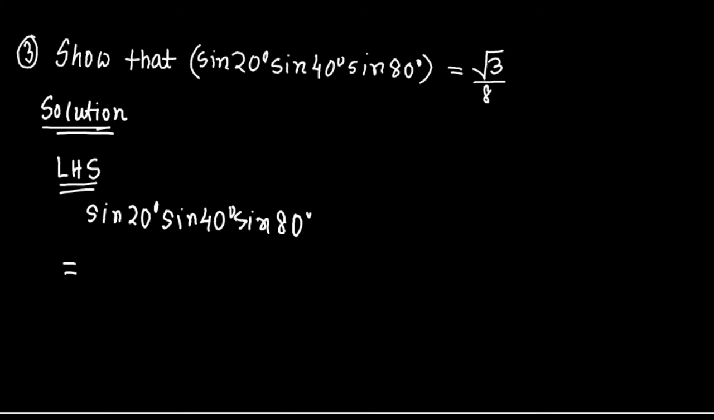Now here we will take sin 20° and sin 40°. We know a formula: 2 sin A sin B is cos(A − B) minus cos(A + B), but there is no 2 here. So what we will do is multiply and divide by 2 with these sine terms. Now we will take sin 20° into sin 40° as a whole, and we will separate sin 80°.